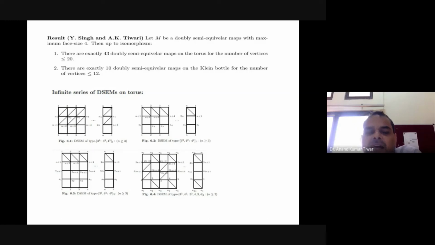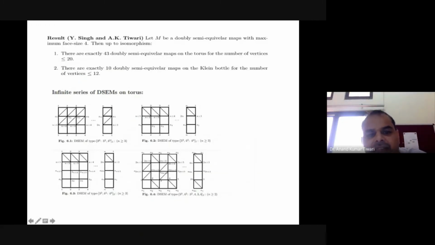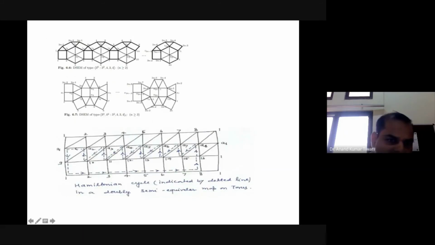So see, in fact, whenever we have doubly semi-regular maps on the torus and Klein bottle, then at least for the torus, we can have infinite series. Infinite series means for some pattern of infinite number of vertices, we can have doubly semi-regular maps. So it means for the torus, we have infinitely many doubly semi-regular maps. These are the infinite series. For every n greater or equal to 3, for every n greater or equal to 2, we have these doubly semi-regular maps.